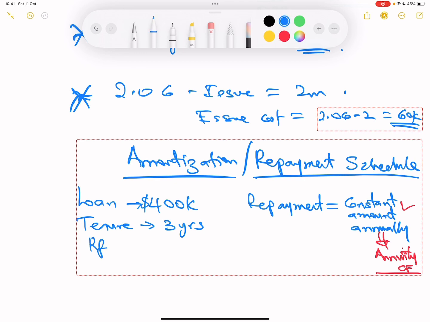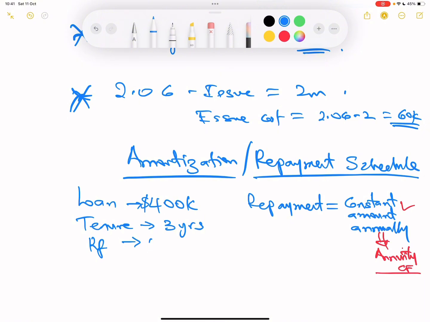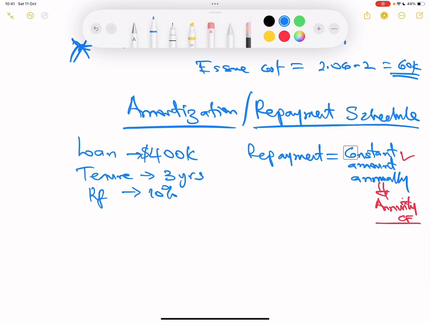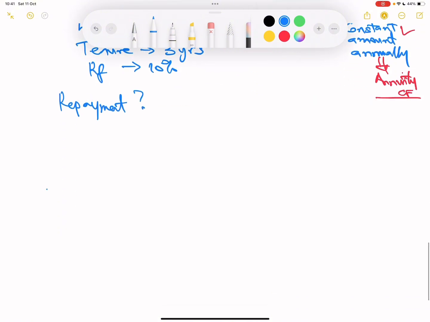They will give you the risk-free rate, which is the interest rate on the debt, let's say 10%. In this case, if you are asked to prepare the amortization schedule for this, how do you go about it? The first thing you need to know is you have to calculate what your repayment will be. Because your annuity cash flow is your repayment amount. So this is the annuity that you want to calculate.